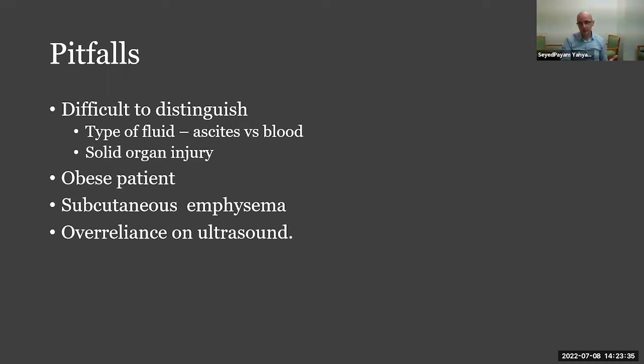Obviously, over-reliance on the ultrasound can be problematic, especially when we are deciding about unstable patients. If doing that ultrasound, especially if it's taking a long time to get the appropriate images, is going to delay the transfer of the unstable patient to the theater, that's another pitfall that we need to avoid.